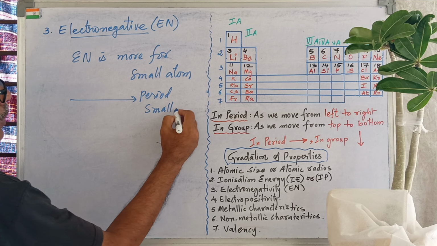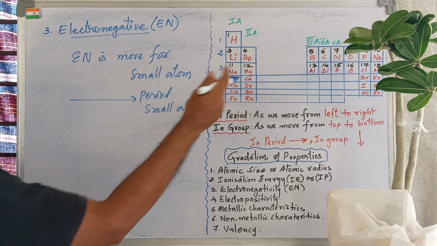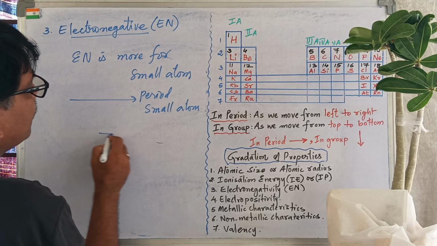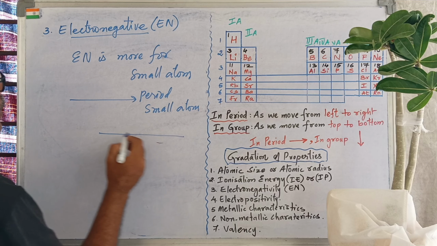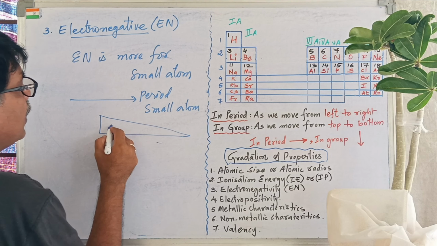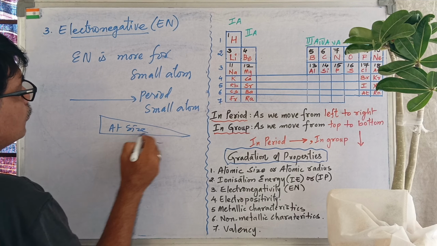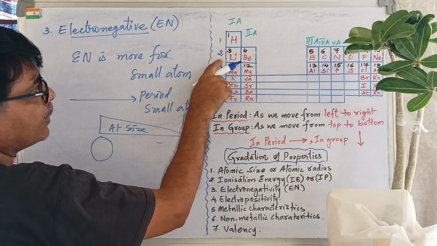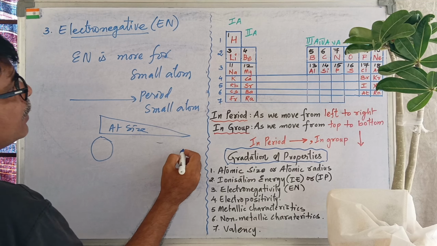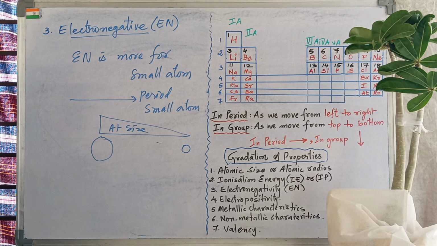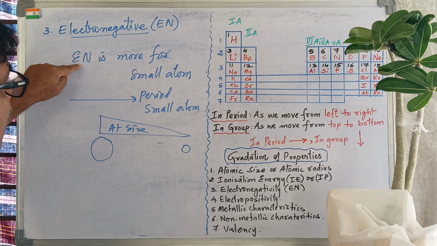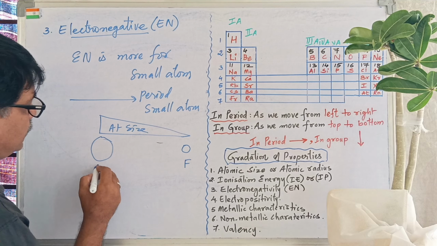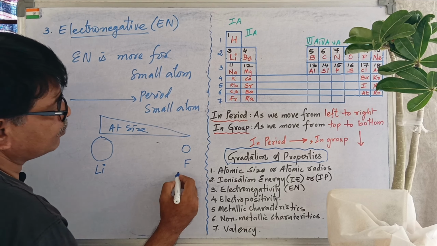Why? Because just now you said, in a period, as we move from left to right, atomic size decreases. So as you move on, what happens to your atomic size? It decreases. So if this is the size of lithium, my favorite second period element, then this will be the size of fluorine. And electronegativity is more for small atoms. So the electronegativity of fluorine is more than lithium, isn't it?